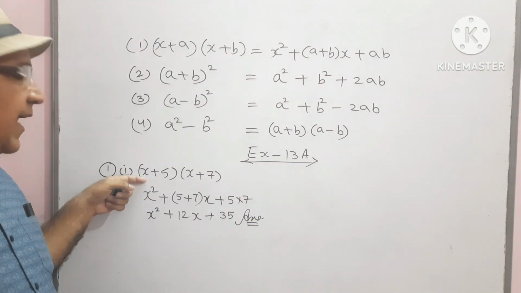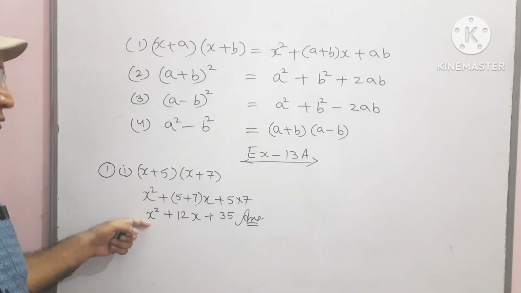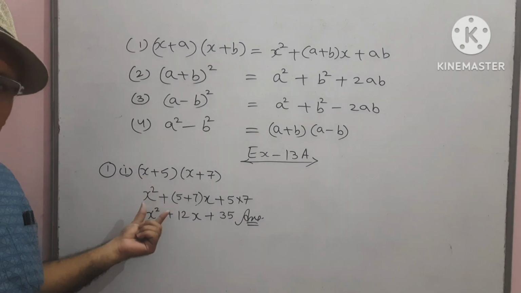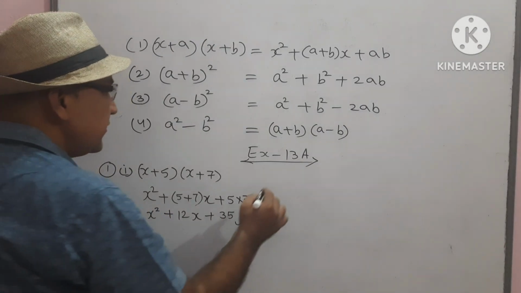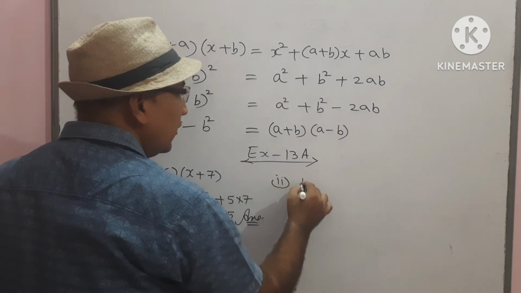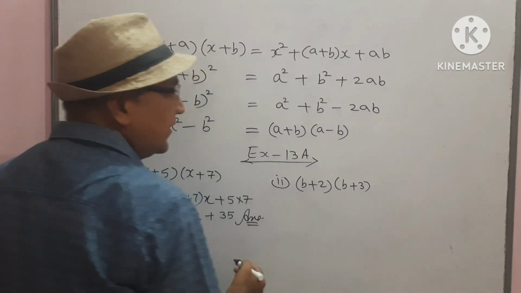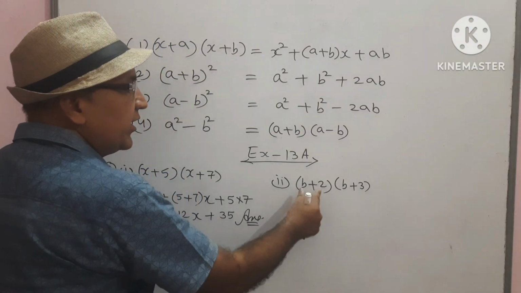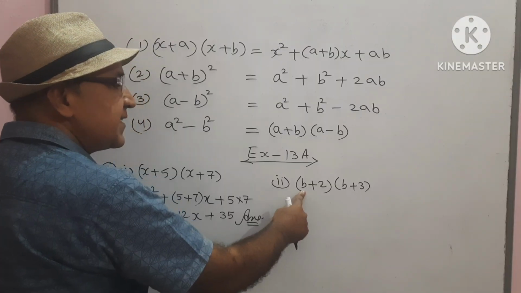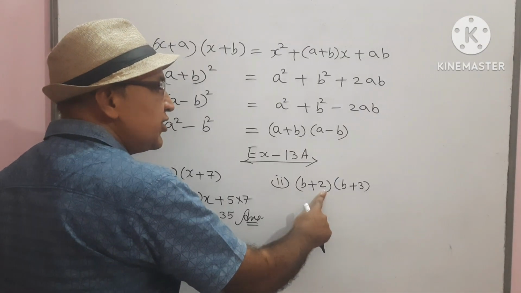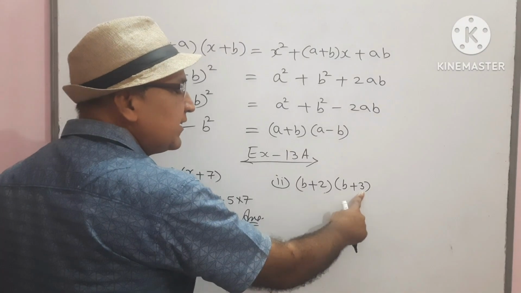So if you learn the identity, you only have to practice applying it and then you can calculate it. Very easily you will get your answer. See one more question, the second one: (b + 2)(b + 3). Again this one looks like (x + a)(x + b). At the place of x there is b, at the place of a there is 2. At the place of x there is b, at the place of b there is 3.